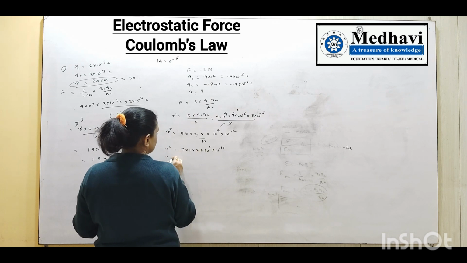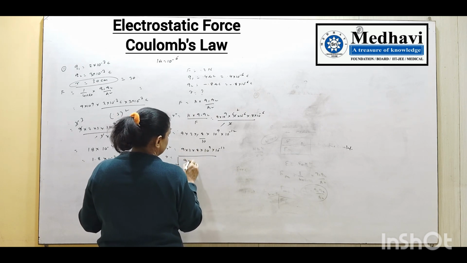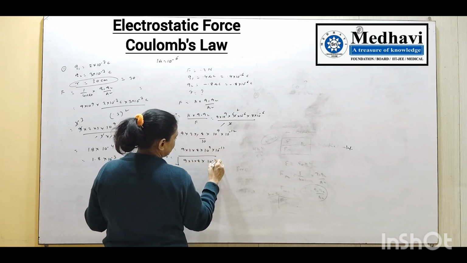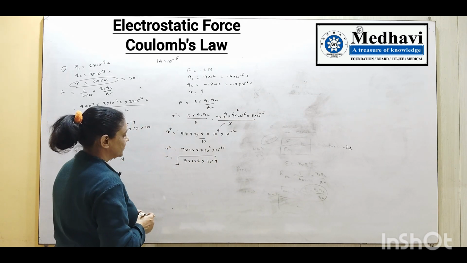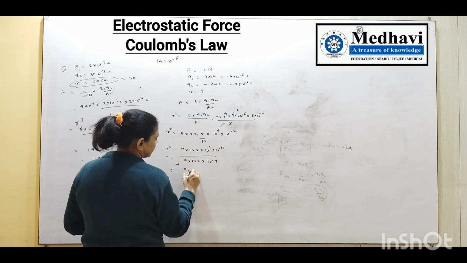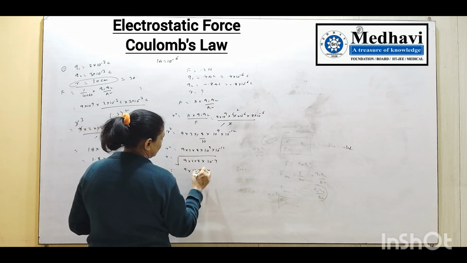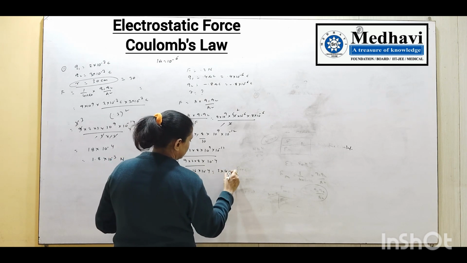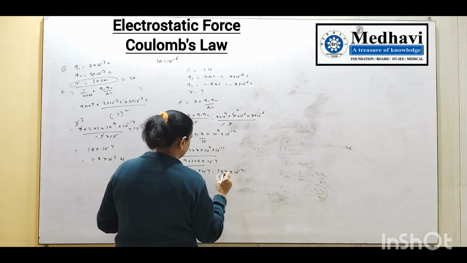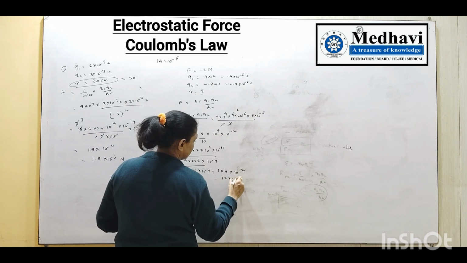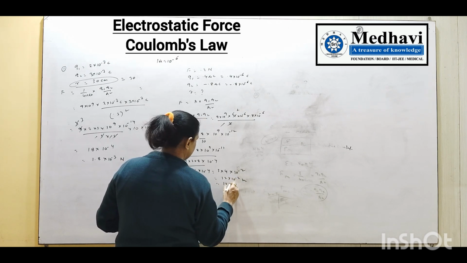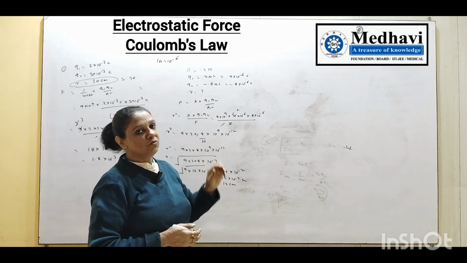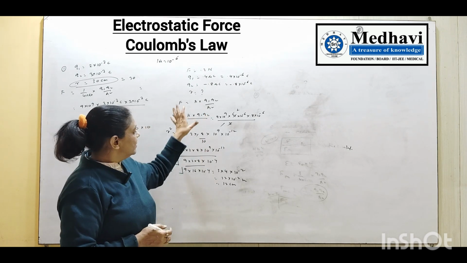R is square, so R is equal to root of 9 into 2 into 8 into 10 to power minus 4. This will be 16 into 10 to power minus 4. Under root of 9 is 3, under root of 16 is 4, and this is minus 2. So 12 into 10 to power minus 2 meter, or you can say 12 centimeter. At a distance of 12 centimeter, this will be the force of attraction or repulsion. This way we can solve.